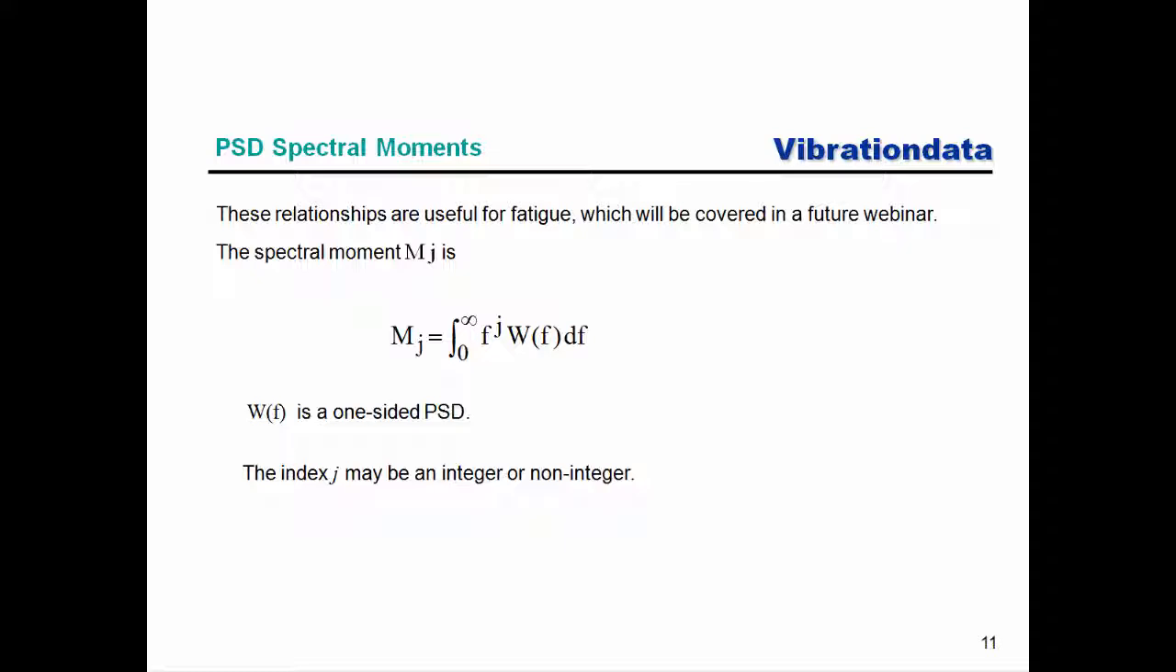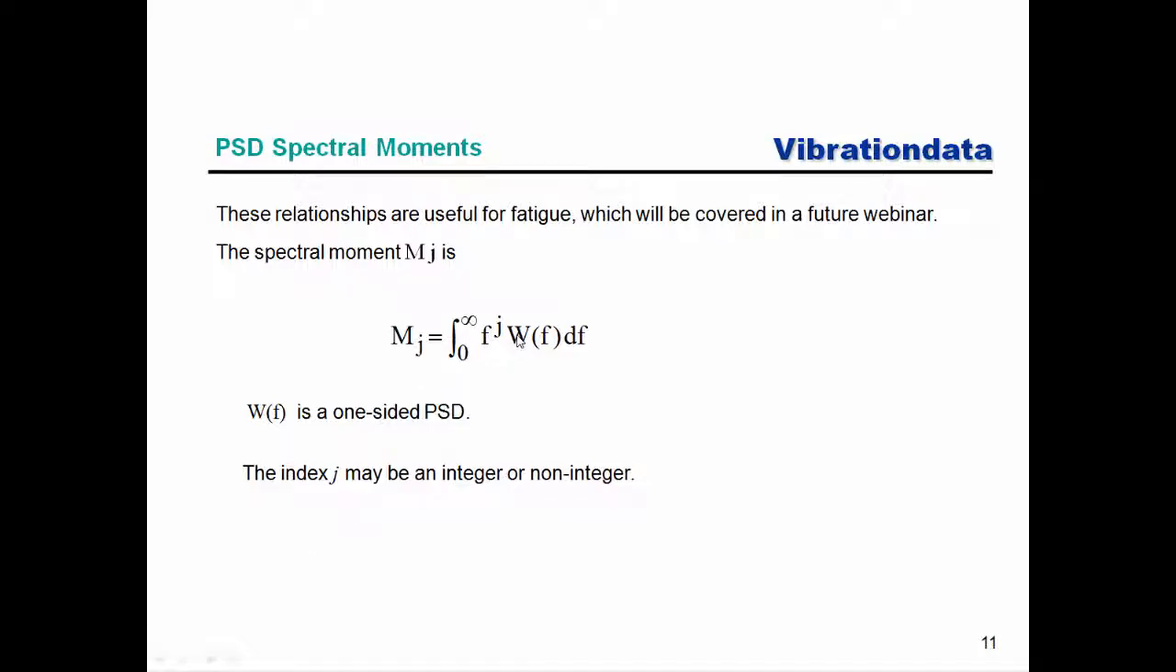Now, there's another type of integration step that's somewhat related but somewhat different, and it's called a PSD spectrum moment. These are used mostly for fatigue analysis, and we're going to cover fatigue analysis in a series of future webinars.